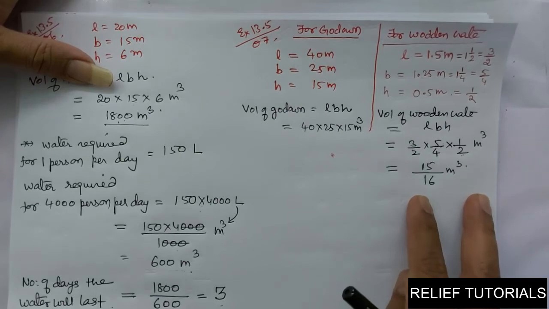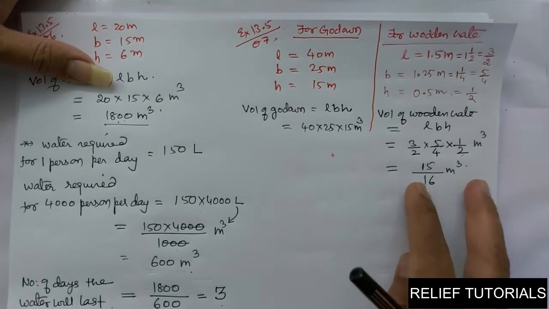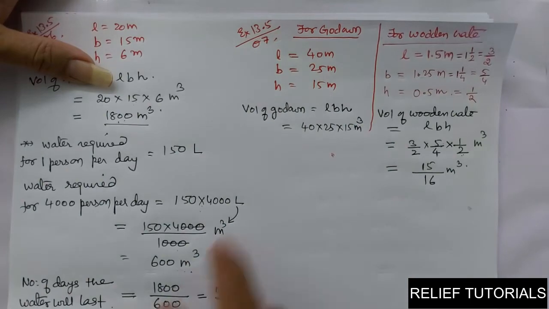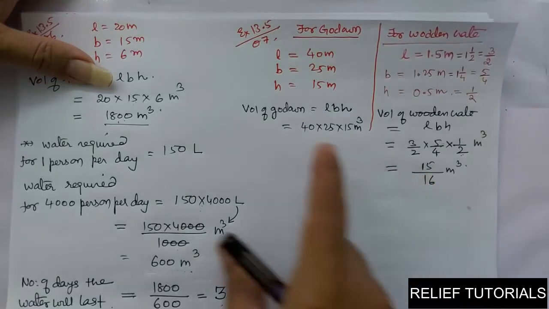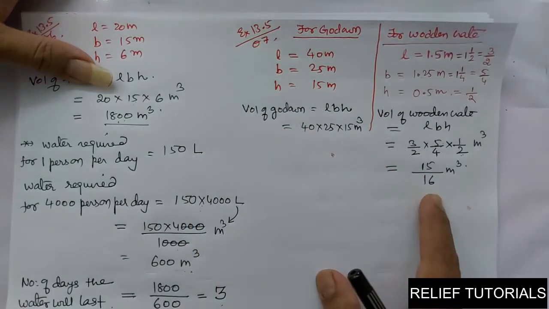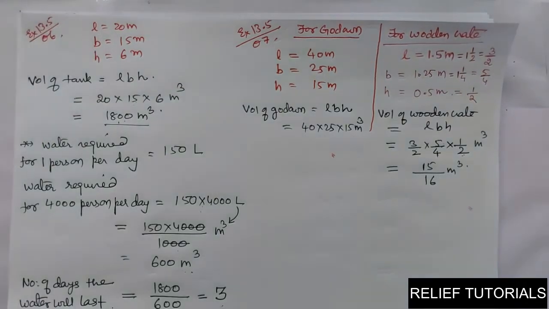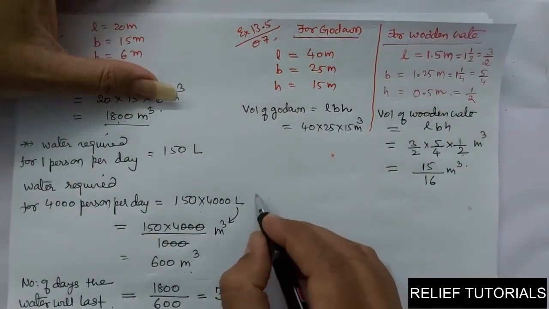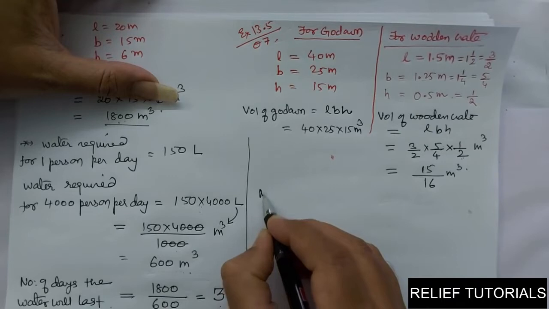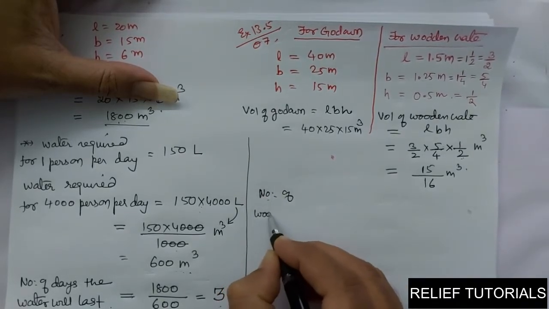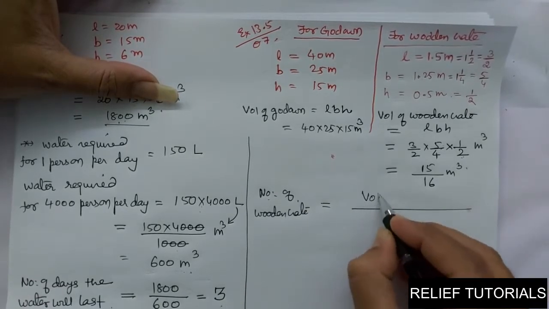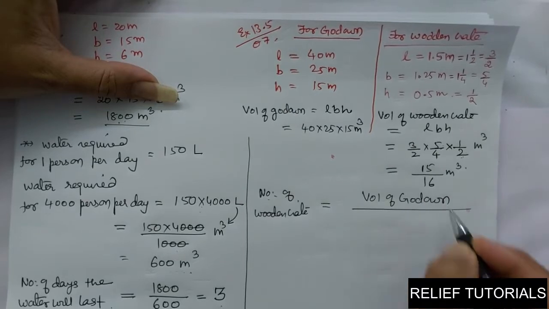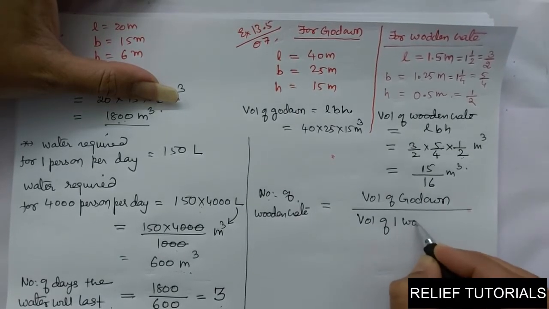So how many such wooden crates will be filled in this godown? Here the bigger volume is the godown, naturally. The whole godown is filled with such wooden crates. So you will divide the volume of godown by the volume of one wooden crate, and you will find the number of wooden crates that can be stored in a godown. So number of wooden crates is equal to volume of godown upon volume of one wooden crate.